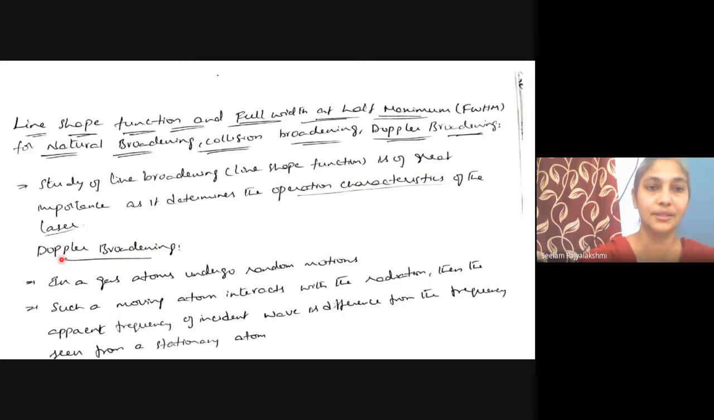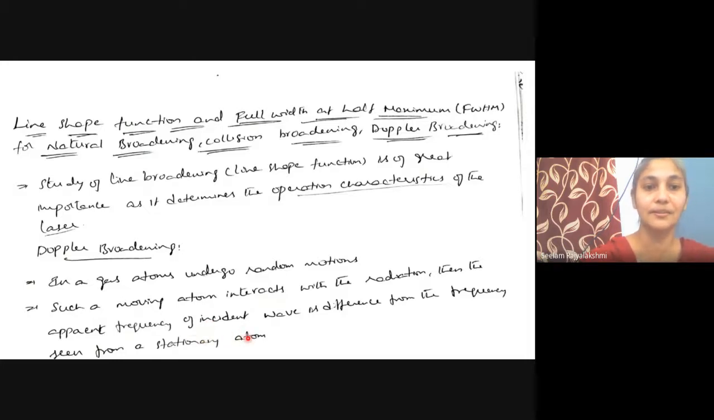Now we will discuss Doppler broadening. Doppler broadening can be obtained from the Doppler effect. So already we have an idea. If we consider any gas, the atoms present in the gas undergo random motions. For a stationary atom, we have a particular frequency. But when the atom is in motion and interacts with the radiation, the apparent frequency of the incident wave is different from the frequency seen from the stationary atom. This is nothing but the Doppler effect.